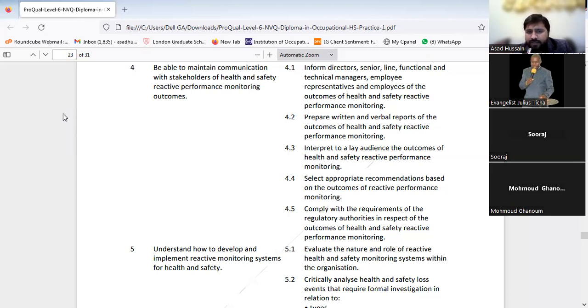Then 4.4, select appropriate recommendations based on the outcomes of reactive performance monitoring. So you are performing reactive performance monitoring, and it is asking what appropriate recommendations are there. In your organization, how have you made recommendations in the past on the results of reactive monitoring over a defined period? In this regard, you can share as evidence reactive monitoring reports, the results section, and a log tracker.